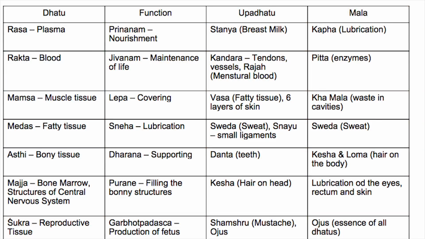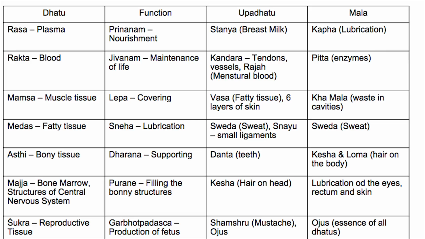Okay? So next we need to look at, in saying that we're looking at the normal functioning, we need to understand what are the normal functions of the dhatus as well. So the rasa dhatu, its main function is prinana, or nourishment. It is responsible for transference or carrying all of the different structures and nourishment, what we gain from digestion, as well as transference of hormones, of enzymes to different parts of the body. It's constantly circulating. So that's why it has the ability and the function to nourish the whole body.